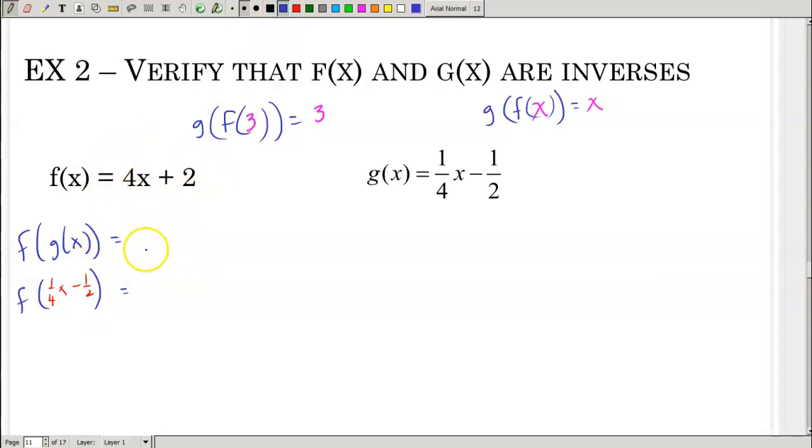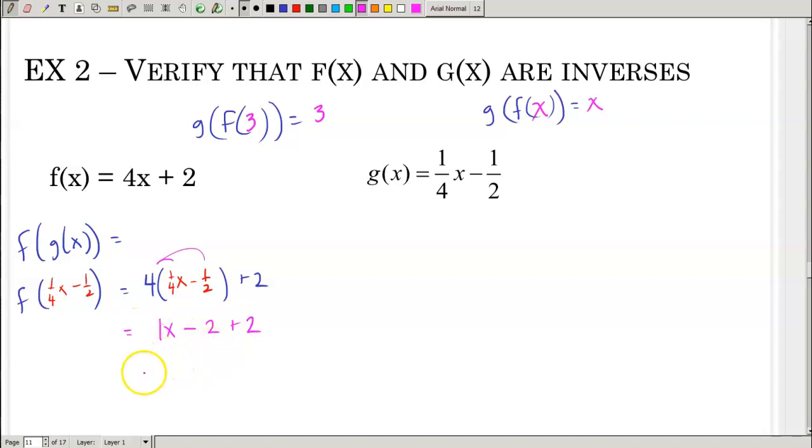I'm going to plug it into this x right here. So I'm going to compose these two things. So I'm going to say 4, and I'm going to plug in x there, but my new x is going to be that whole function, 1/4 x minus 1/2, and then I'll add 2. And then I'm going to take this side right here, and I'm going to go ahead and simplify it. If I multiply this out, 4 times a fourth x is going to give me 1x minus 4 times a half is 2. And then I have this plus 2 that I bring down.